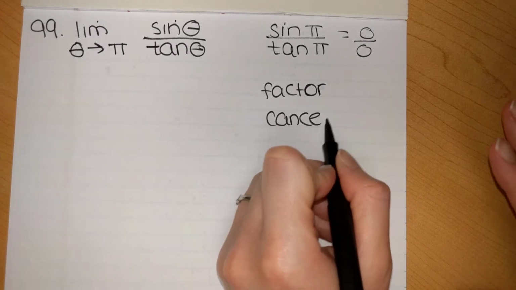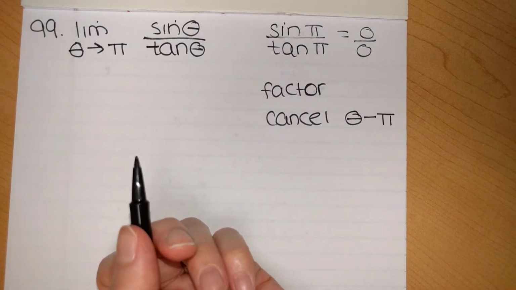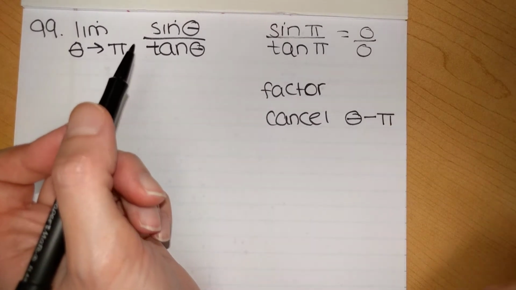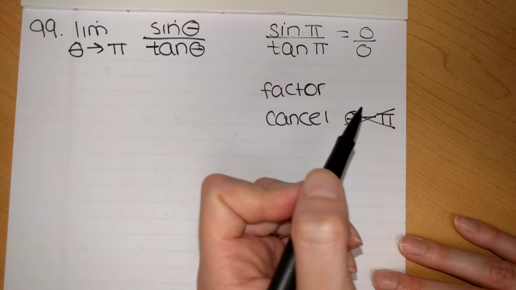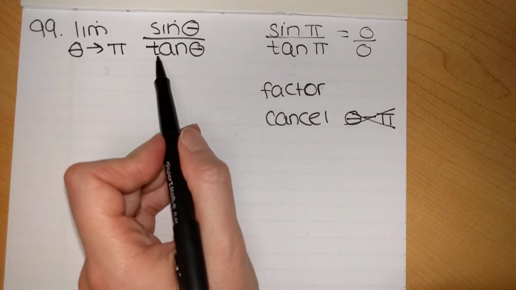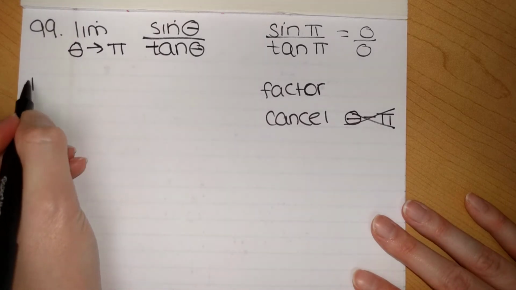And this one's a little different, because canceling out theta minus pi, there's never going to be a theta minus pi that you're having, so you've got to find some other way to cancel out the 0 in the denominator. So back in trig, usually what saves the day is rewriting tangent in terms of sine and cosine. So we're going to do exactly that.